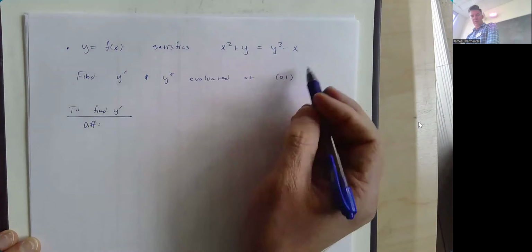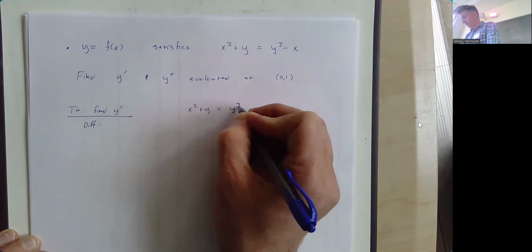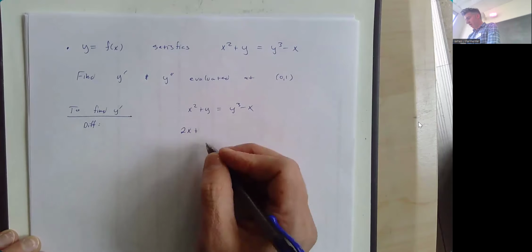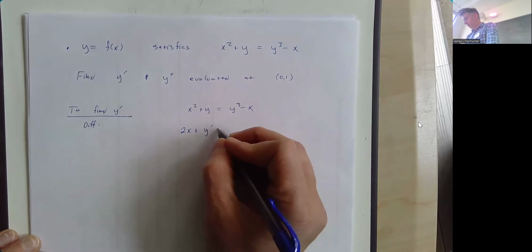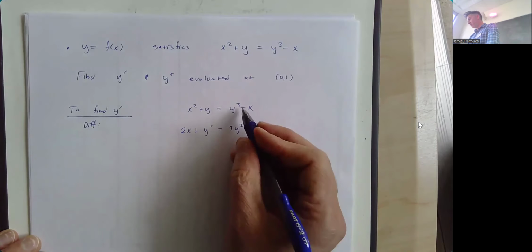So differentiating this equation, let's write it again: x squared plus y equal to y cubed minus x. The derivative of x squared is 2x. The derivative of y is y prime. The derivative of y cubed is 3y squared times y prime. And the derivative of x is 1.